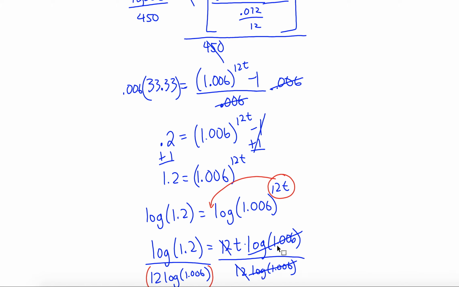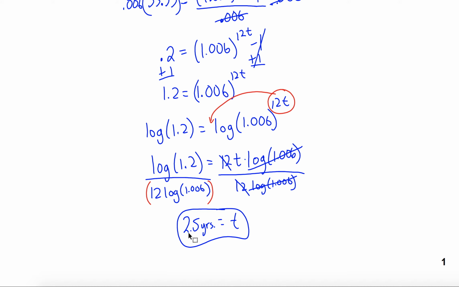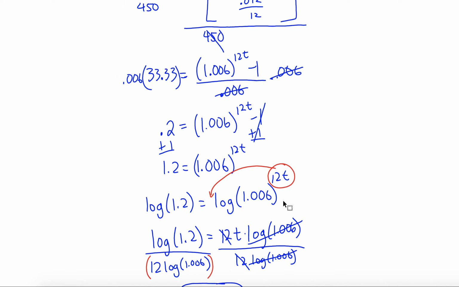Now remember, log of 1.006 is just a number, log of 1.2 is just a number, and 12 is just a number. You want to get t by itself, so you're going to divide out the 12, and you're going to divide out this log of 1.006 to get the t all by itself. And when you do that, you get t is equal to 2.5 years. And that's how we can solve these problems for when we have a savings plan.